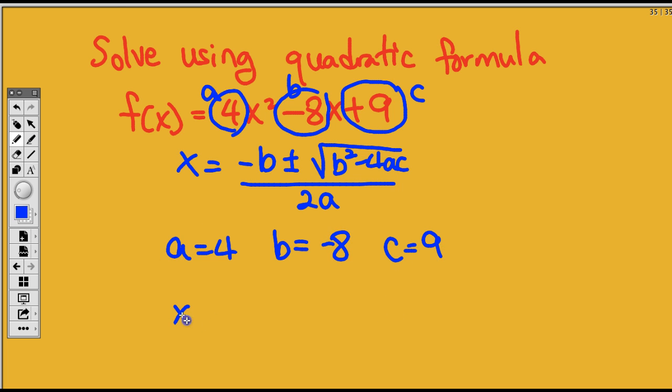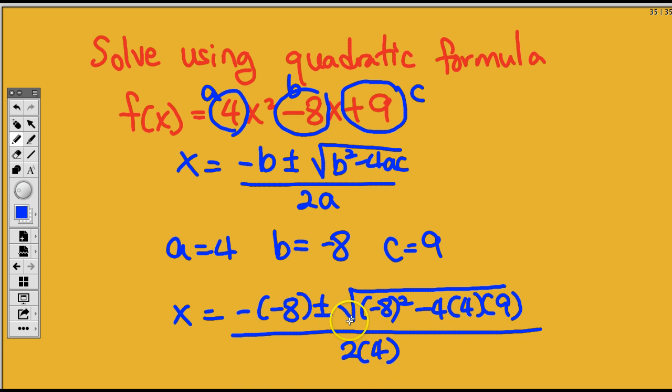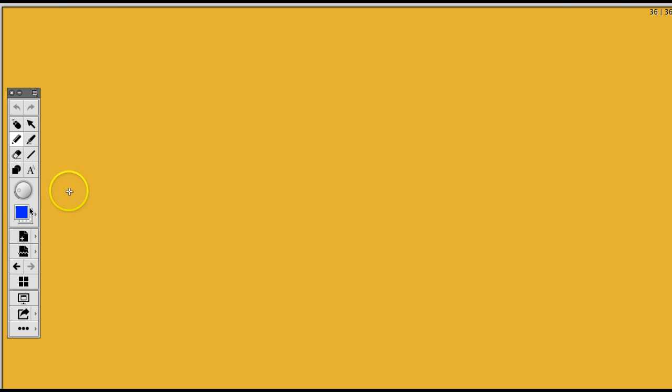So then now I plug it in, x equals negative, and then b happens to be negative 8, plus or minus the square root of b squared. So that's negative 8 in parentheses minus 4 times a times c, and that's all over 2 times a. Alright, so I have to move on to the next page. And when I do that, I want to just make sure that I simplify.